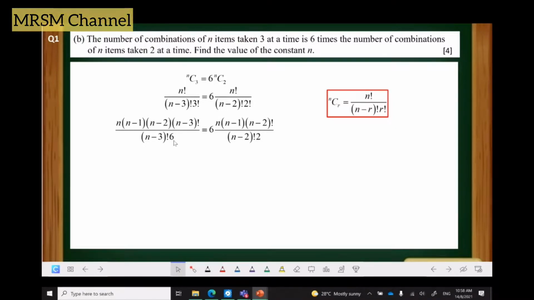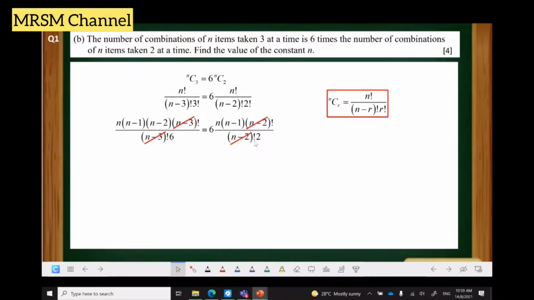3 factorial is equal to 6. Okay, so this one 6 dekat depan. Alright, so n factorial we expand dia tu jadi n times n minus 1, n minus 2 factorial. So we stop at n minus 2 factorial because bawah ada n minus 2 factorial. 2 factorial is 2 times 1 which is equal to 2. Okay, so apa kita nak buat lepas ni is kita cancel n minus 3 factorial dengan n minus 3 factorial. Okay, n minus 2 factorial cancel juga dengan n minus 2 factorial.